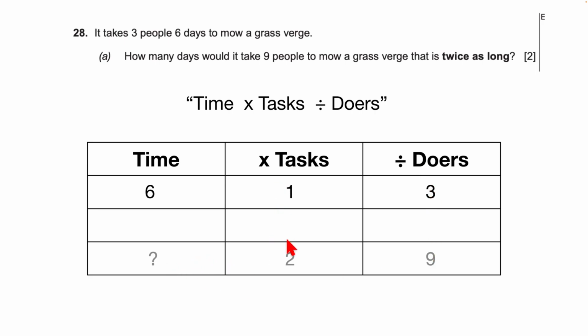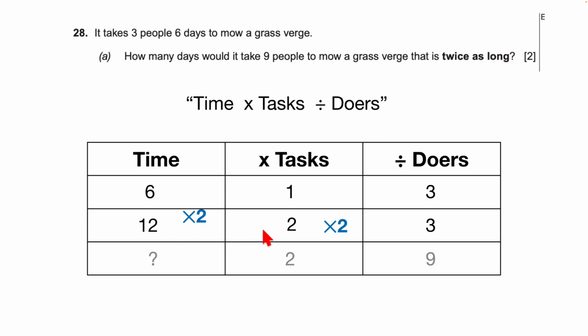And again, we move down, changing one of these columns at a time, and I'm going to change tasks first. I'm going to say that there's 2. We've doubled the grass verge, that's times 2. We've kept the number of doers at 3, and so the time has doubled because we've doubled the tasks from 1 to 2. So that's going to be 12.